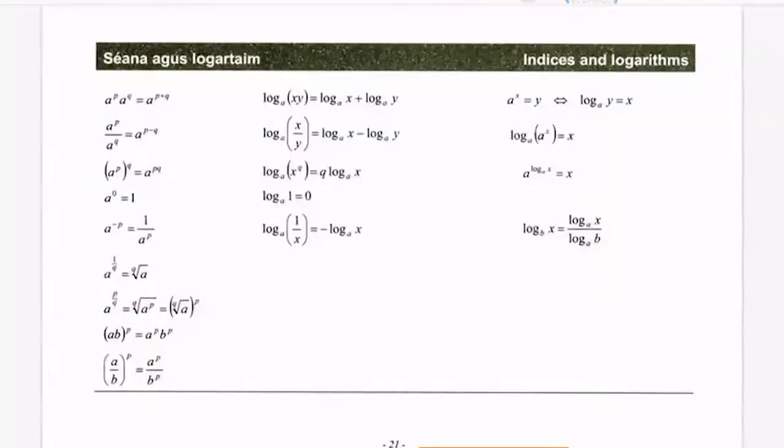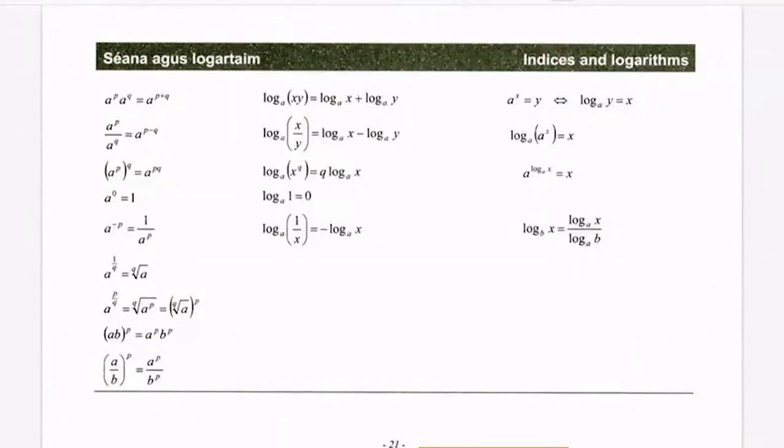Right, so let's have a look at some of the rules of logs in this session. They're on the same page that we were using for indices. Indices are here on the left, and then logs are in the center and here on the right. Now, logs are the opposite of indices. So you can see when you look at the log tables that they have similar rules beside each other, and they've done that deliberately.